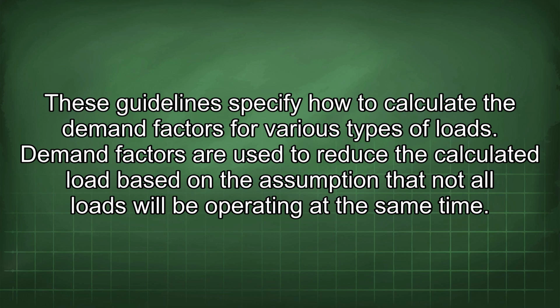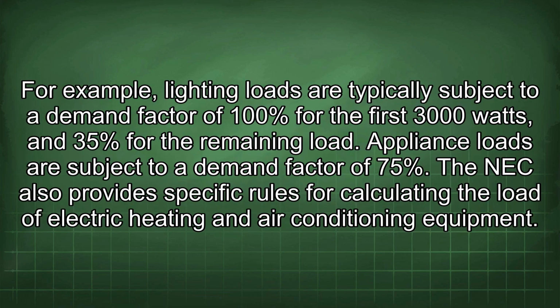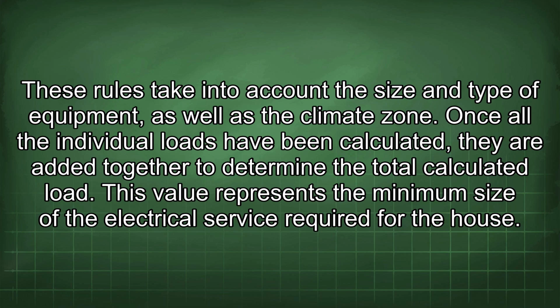Demand factors are used to reduce the calculated load based on the assumption that not all loads will be operating at the same time. For example, lighting loads are typically subject to a demand factor of 100% for the first 3,000 watts and 35% for the remaining load. Appliance loads are subject to a demand factor of 75%. The NEC also provides specific rules for calculating the load of electric heating and air conditioning equipment. These rules take into account the size and type of equipment, as well as the climate zone.